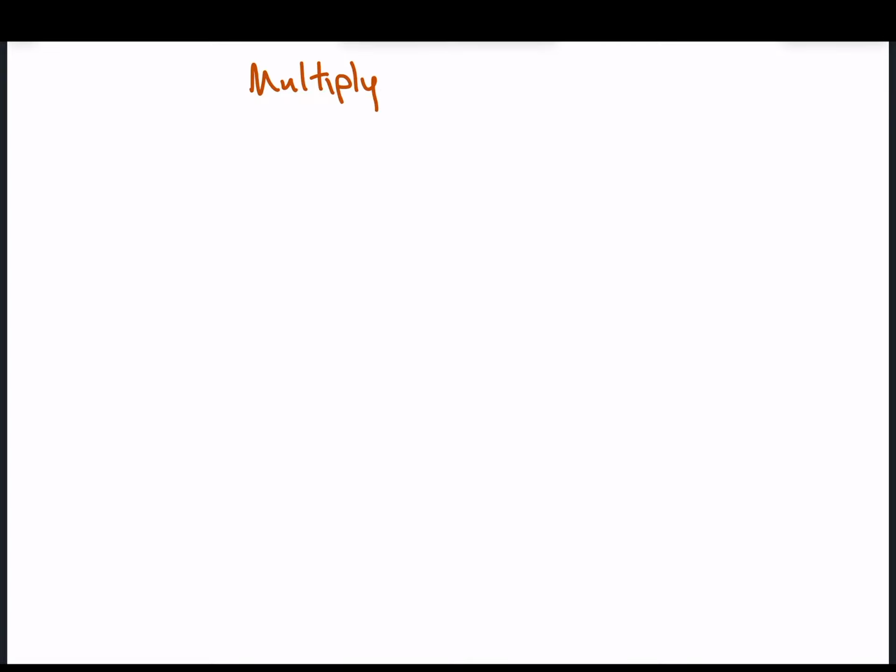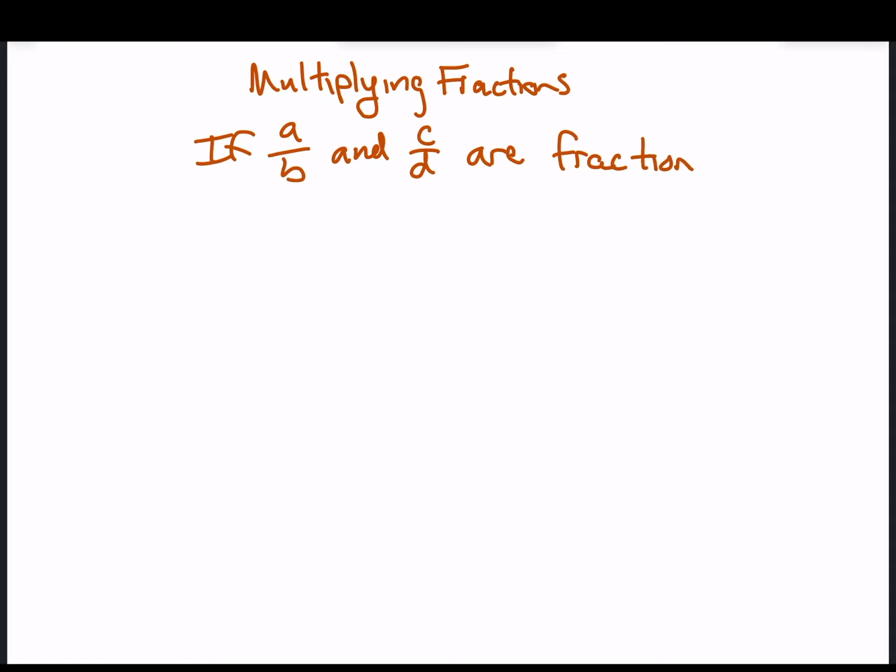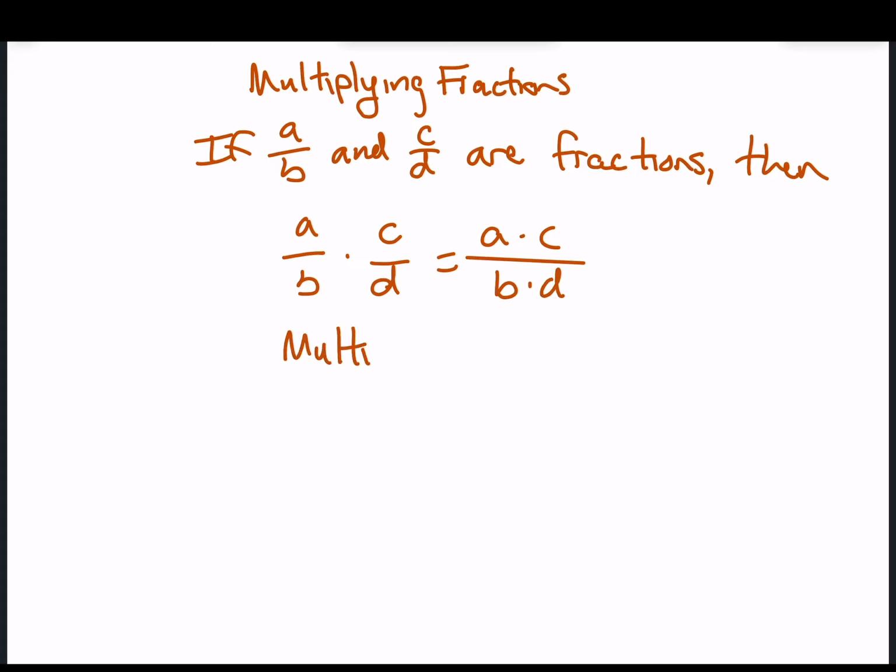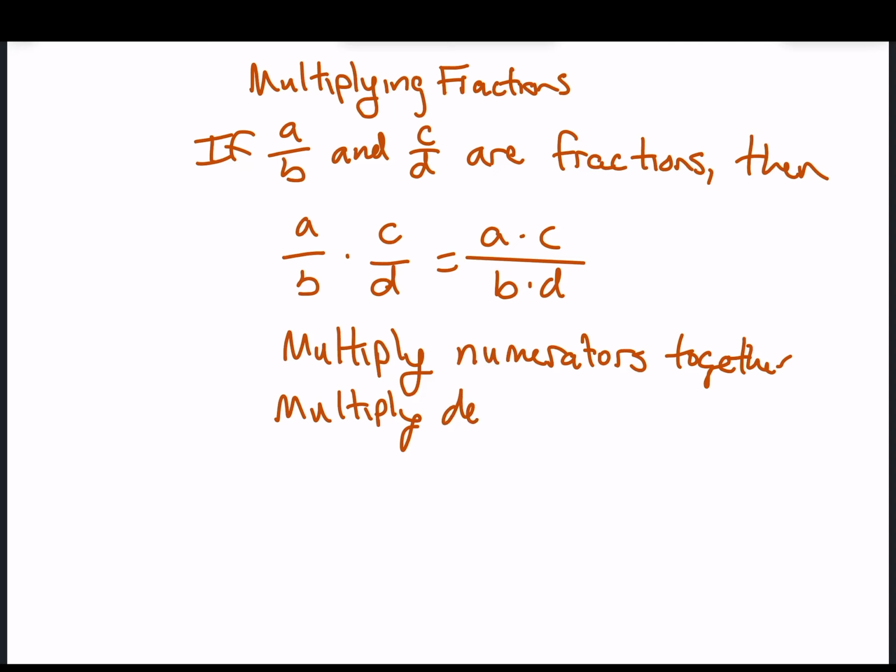Multiplying fractions. So if A over B and C over D are fractions, then A over B times C over D is equal to A times C over B times D. In other words, we multiply numerators together and we multiply denominators together.